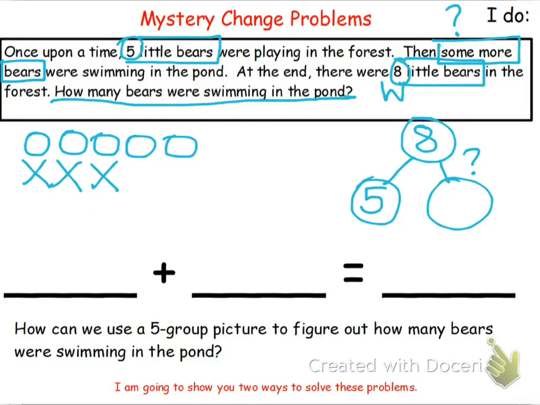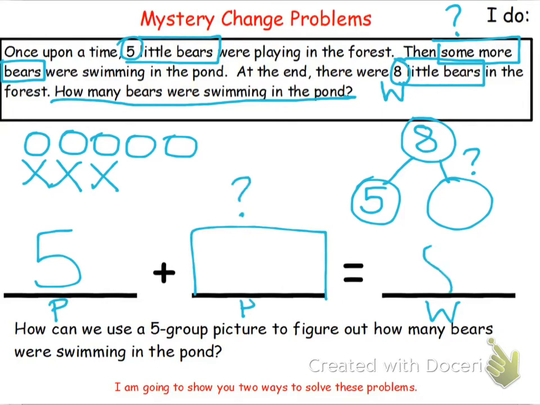Now let's do our number sentence. Remember, that is our part plus our other part equals our whole. Remember, our parts are always going to be hugging that plus sign, and the whole is going to be by itself with the equal sign. That's whenever we're adding. So now looking at this, we know that 5 is one of our parts. So 5 plus, this is our mystery. So I'm going to box it in. That's our mystery box. Equals our whole, which is 8.